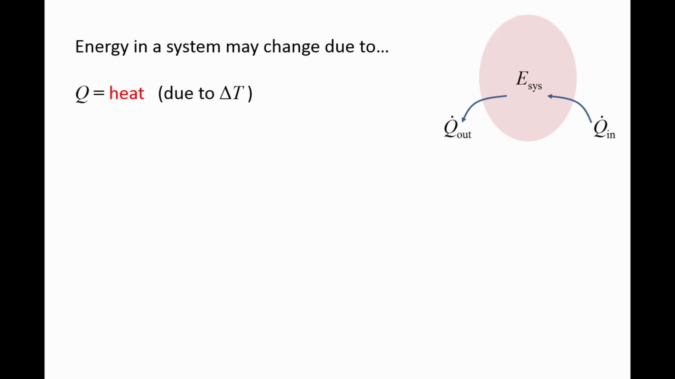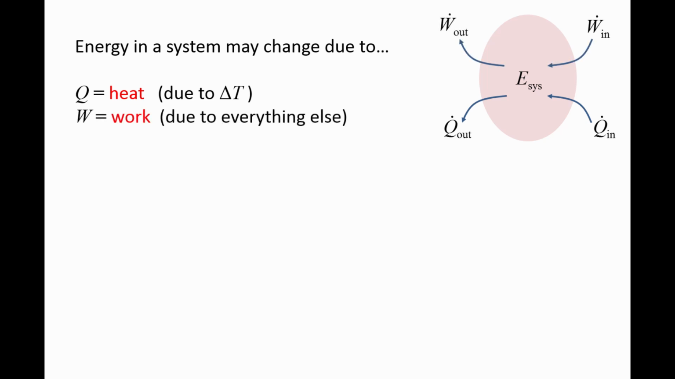We will denote heat as capital Q, and the rate heat is transferred to or from the system as Q dot. Work is the exchange of energy between a system and its surroundings due to other factors such as the movement of boundaries, flow of electricity across boundaries, flow of mass across boundaries, and other sources. We will denote work as capital W, and the rate work is transferred to or from the system as W dot.